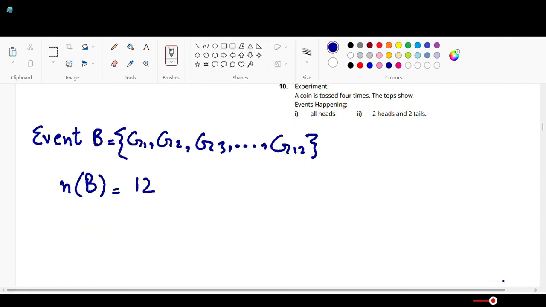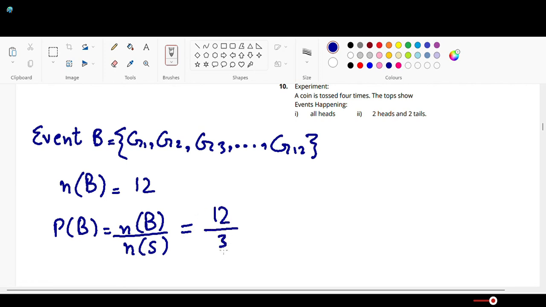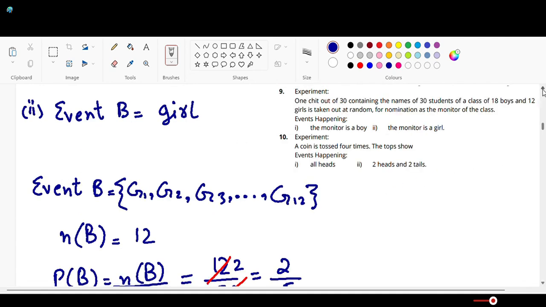So the probability of event B taking place is equal to the number of elements in event B divided by the number of elements in the sample space. That's 12 over 30, and 6 twos are 12 and 6 fives are 30, so it's 2 over 5. That means the boys have a higher chance than the girls of being the monitor.